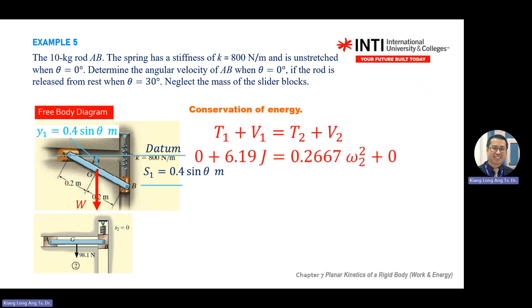Then you put it in the conservation of energy. You only have one omega missing in the terms. You have one constant value, equal to something with omega, plus zero. Again, why is V2 zero? Because you already reached the datum position. So the omega reference answer is 4.8 radian per second, rotating anticlockwise.